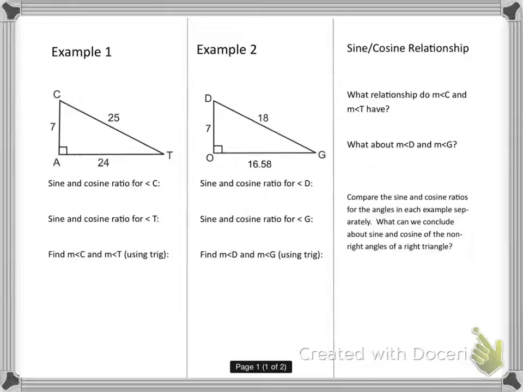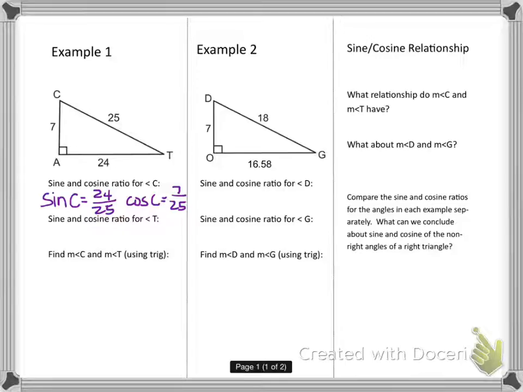The first two examples, you guys already know how to do all of this. So take a second, pause, and work through example 1. And when you finish, play the video again and see what we get. You should have gotten that the sine of C is 24 over 25. If we're looking from C, opposite is 24, and 25 is the hypotenuse. The cosine of C is adjacent over hypotenuse, and adjacent is 7, hypotenuse is the same, 25.